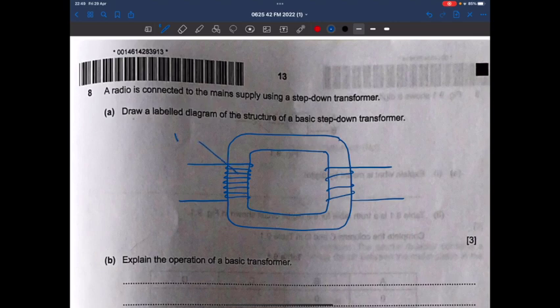So I'm going to write that down here. This is the primary coil, and that one is the secondary coil. And here, this is the input, and that is the output. And here we have the iron core. Fine. That's it. It's a step-down transformer because in the secondary coil the number of turns is less, and this is what we just drew.